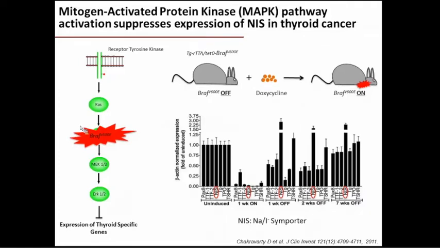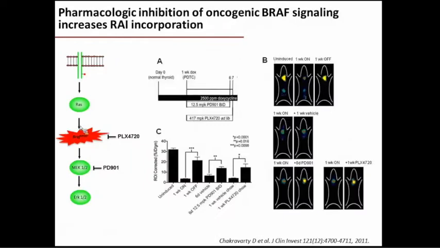So when you do this, 1 week after you switch BRAF on, you get a profound inhibition of the expression of this whole program of thyroid hormone biosynthesis. In fact, these animals became rapidly hypothyroid. If you then discontinue the doxycycline, you actually get restoration of their expression, and they become euthyroid again.